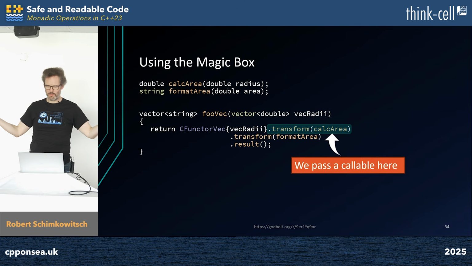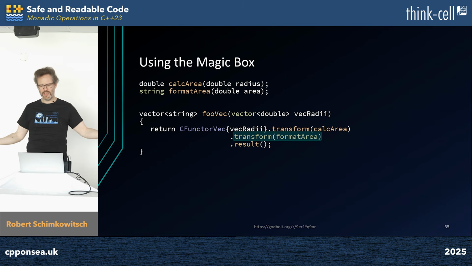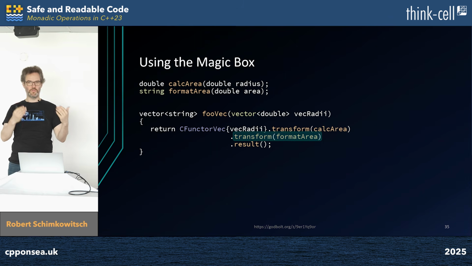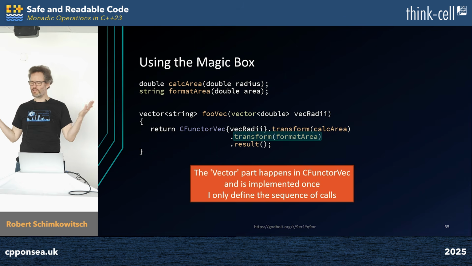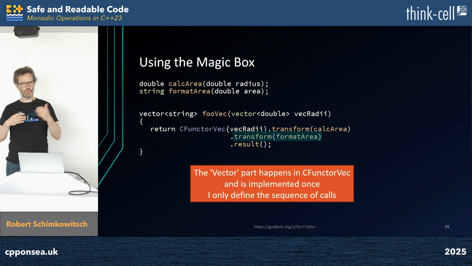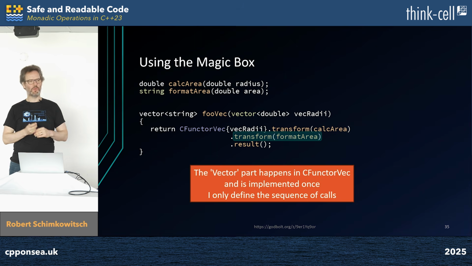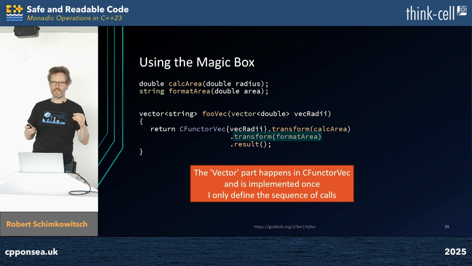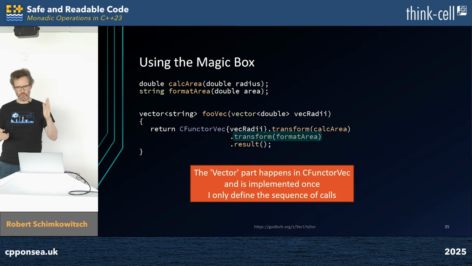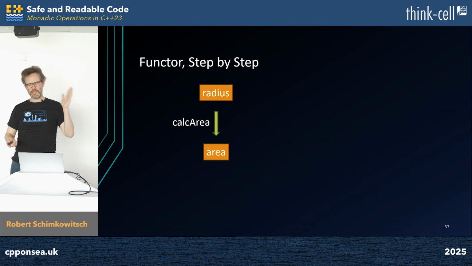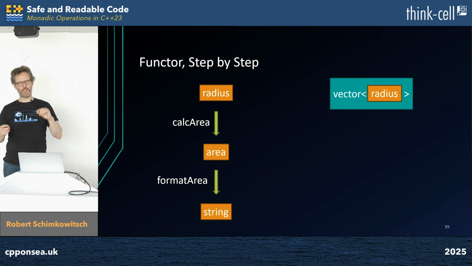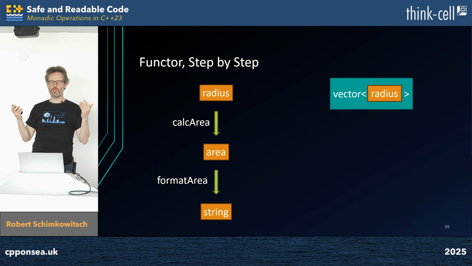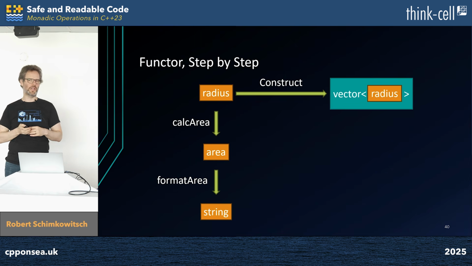Yeah. We pass in the function, we apply it to all items, we return a new functor with the new values, and we can repeat the process as long as we want. Again, the vector part is implemented separately, once nicely separated. Both are functors, both solve our problem. Let's take a step back again and look what really goes on. We start with the radius, we can calculate the area, and we can format the area, we get a string. Awesome. Now on the vector side of things, we can construct a vector from a single or multiple radii.